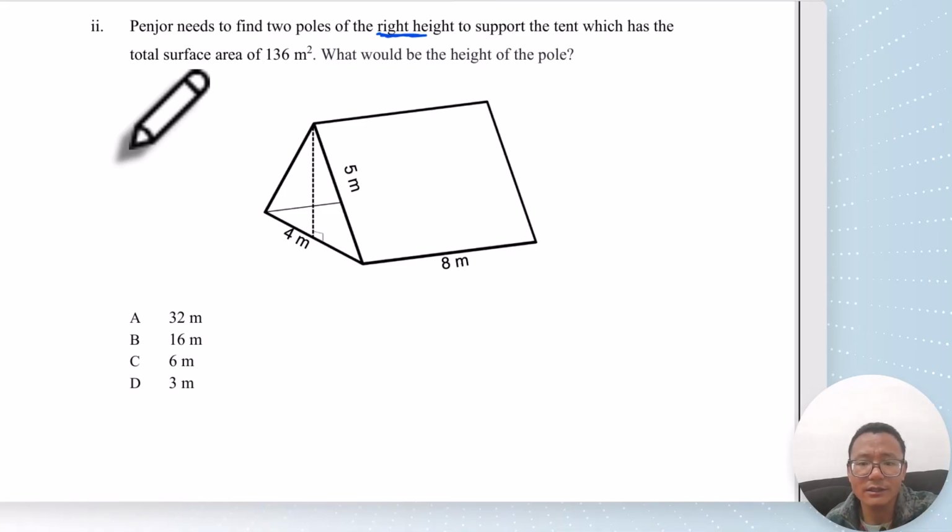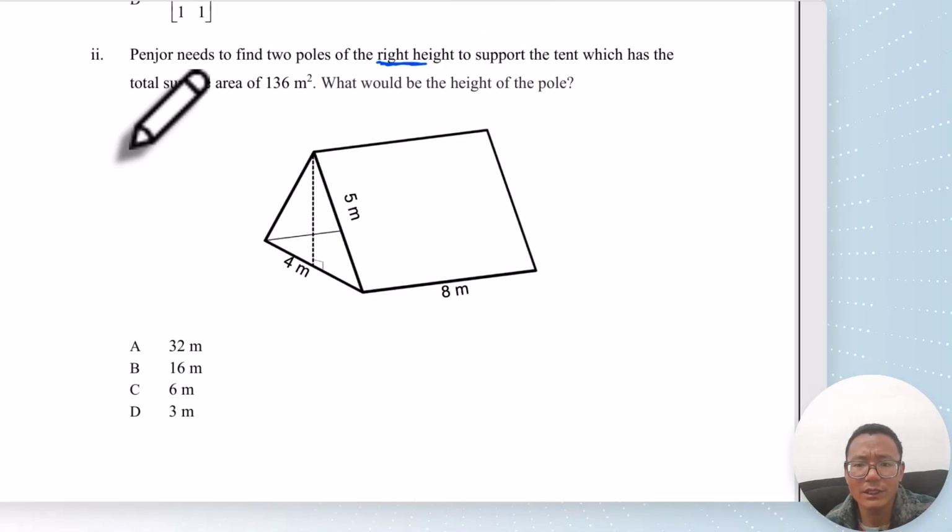So there's a high chance that students may not understand this "right height" clearly. So my suggestion would be "right height" member and "required height". Similarly, I think it's clearer to say "required height".